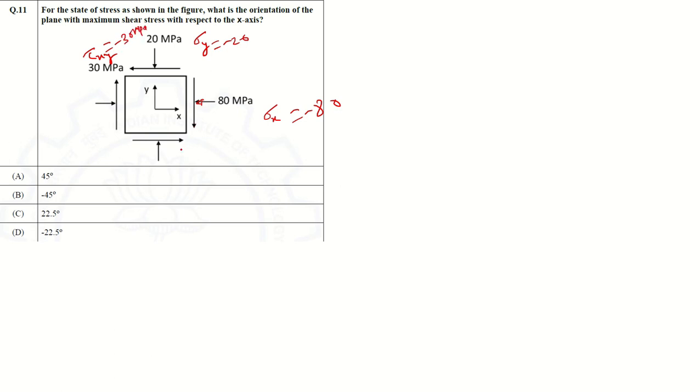So there is a sign convention. If you know the sign convention, you can easily find out which one is positive or negative. But just for remembering, if sigma x is compressive, we should put negative. If it is tensile, we should put positive. This is the compressive sign, that is negative. And tau xy, you can see this side. If it is this side, we should give positive, but here it is negative.